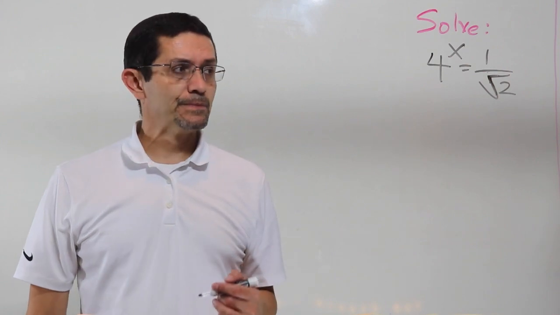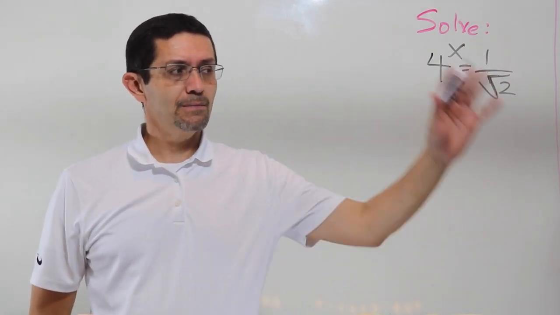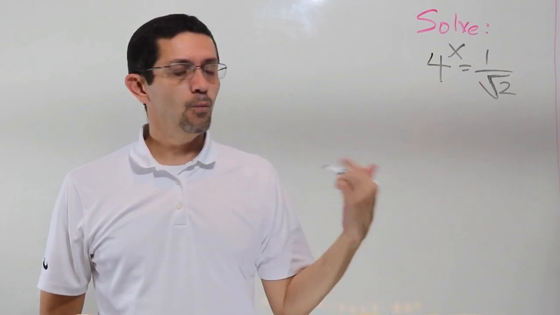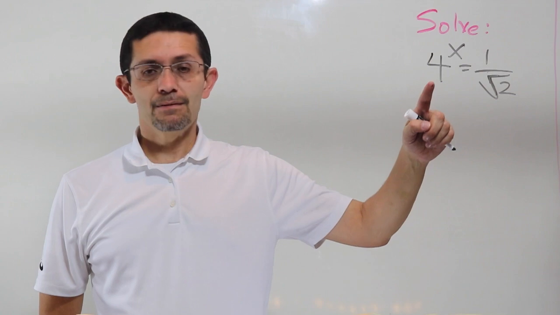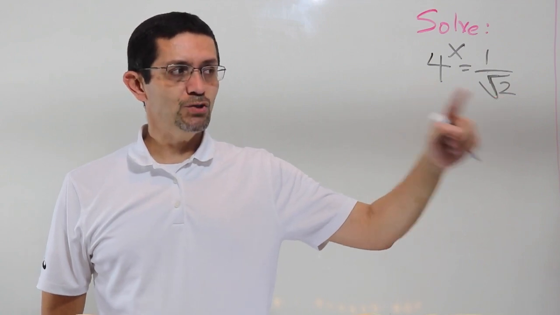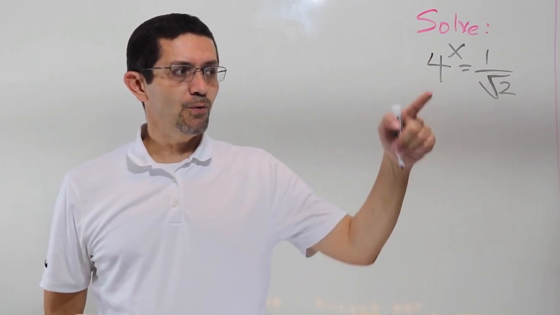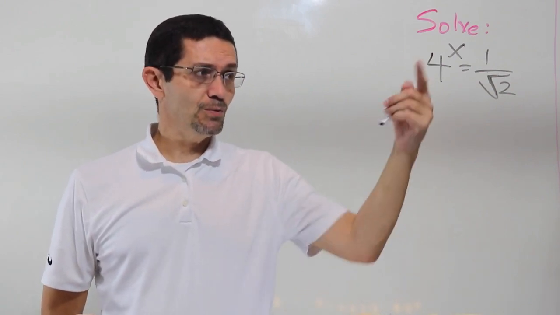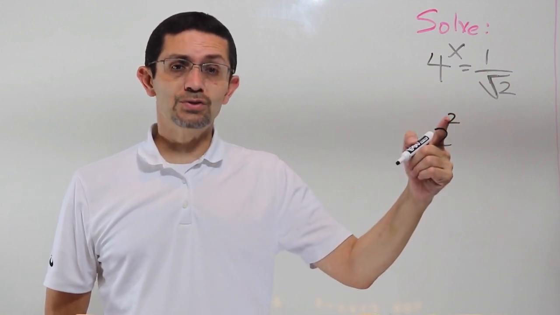What about this one? 4 to the x equals 1 over square root of 2. Now, radicals, we get confused. What's the idea? Prime, right? 2 is a prime, 4 is not a prime, but I know that I have a 2 in the 4. So the idea is to have the same base on both sides. The 4, I can break it into 2 times 2, so instead of the 4, I'm going to write 2 to the 2nd power.